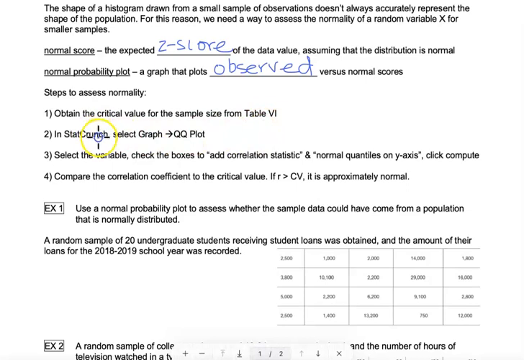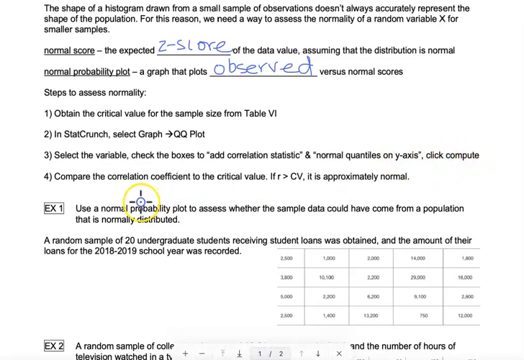Then in StatCrunch, we're going to go to graph and we're going to select what's called a QQ plot. I don't know why it's called QQ, but that's what's going to help us assess normality. So we're going to select our variable. We're going to check the boxes to add the correlation statistic and to have the normal quantiles on the y-axis. And then we're going to click compute.